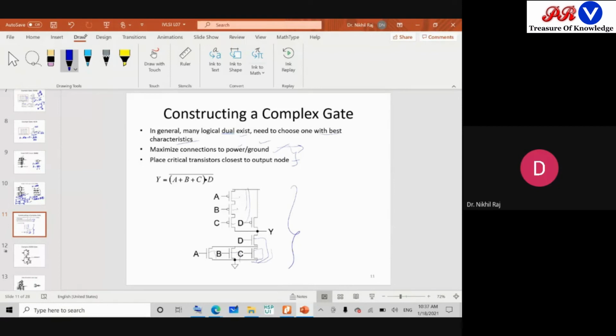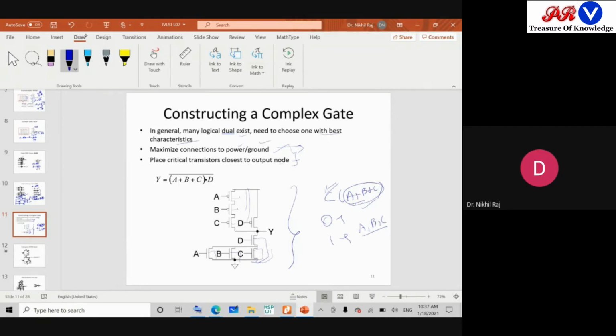Then we place the critical transistors closest to the output node rather than the ground. Critical transistors, for example, in C into (A plus B plus C)... here C plays the critical role. When C is 0, whatever A and B are, it will not affect the logic. And when C is 1, only then do A and B come into the picture. So C is the critical part here, and we have to place this C part near the output. If we follow this technique, then we construct a very efficient gate.